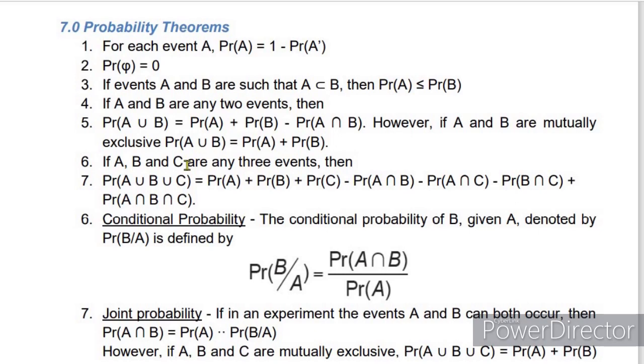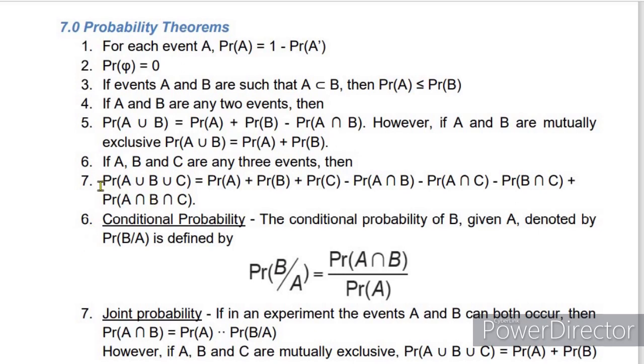The probability of random variable A union B is equal to the probability of random variable A plus the probability of random variable B. Okay. Next, for number 6, if A, B, and C are any three events, then now we have three given events here. In number 4 and 5, there are only two. So number 6 and 7, we have three.